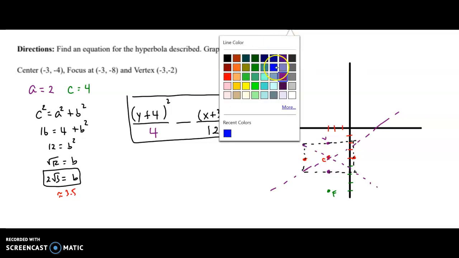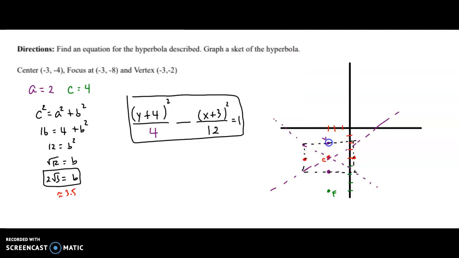So the curves, remember, you start at the vertex and then use the asymptotes to guide your curves. This is very poorly drawn. I apologize for that. So it didn't say anything about the asymptotes, so we're going to forget that for now.